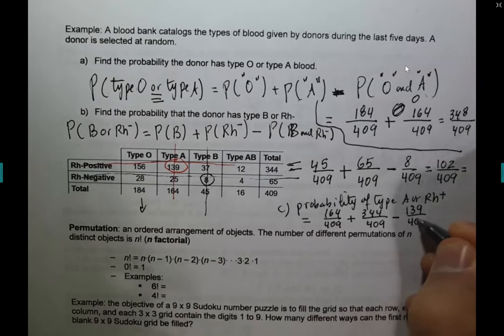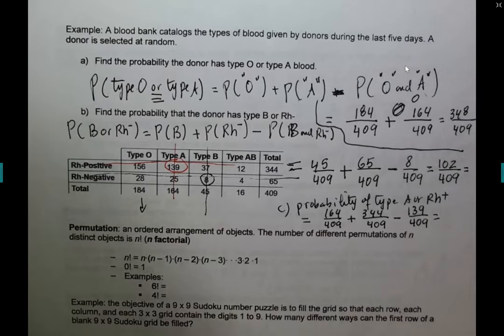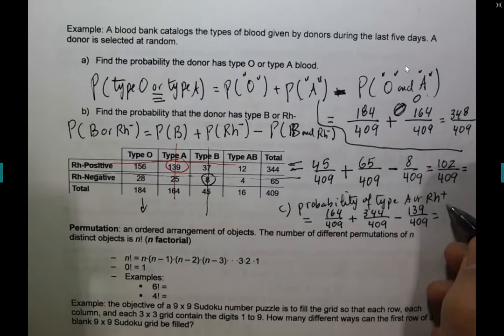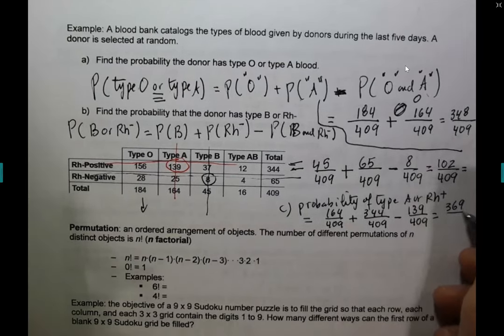139 over 409. And you guys can simply use your calculator to do this. So I got 164 plus 344 minus, order of operations, 139. And I get 369 divided by 409.